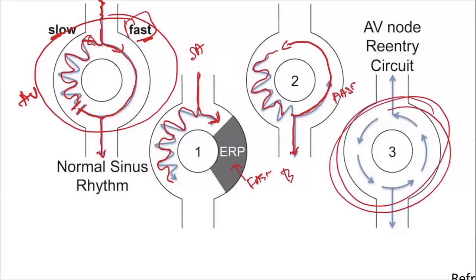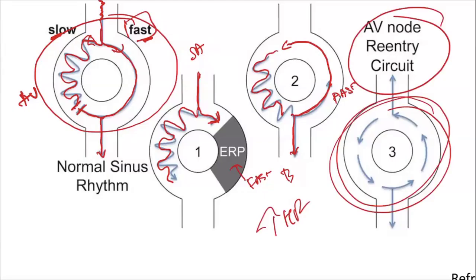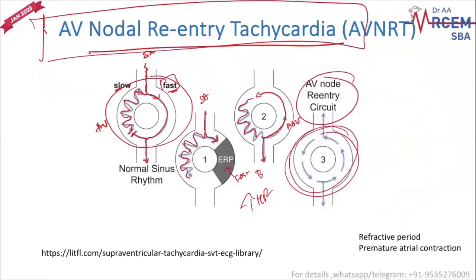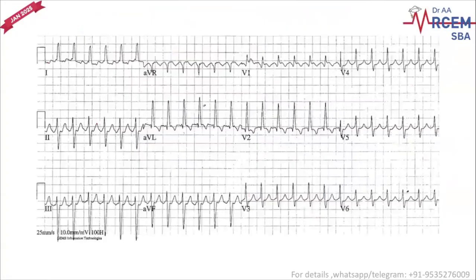Because it is looping around, the electrical activity that is generated increases. That's why the heart rate also increases. This is known as the AV node re-entry circuit. This is the most common pathology for supraventricular tachycardia, AV nodal re-entry tachycardia. You can also call it AVNRT. This is the mechanism that happens most of the time, not always, for supraventricular tachycardias.